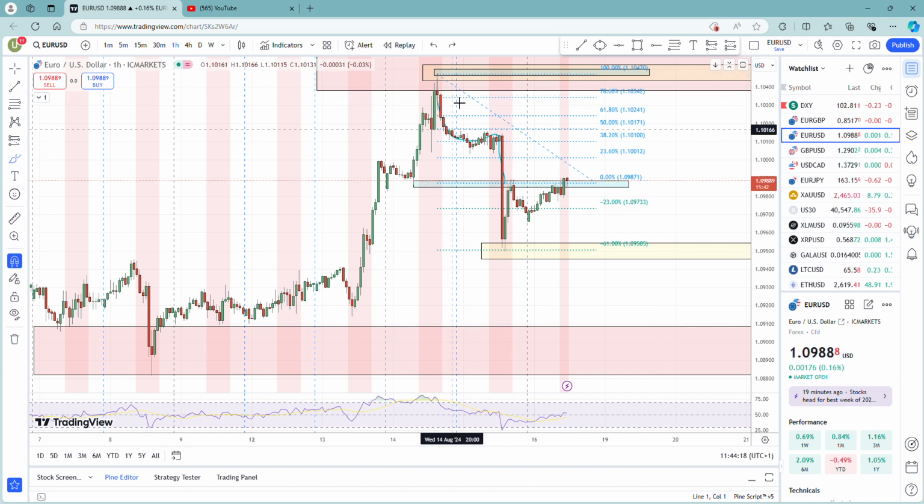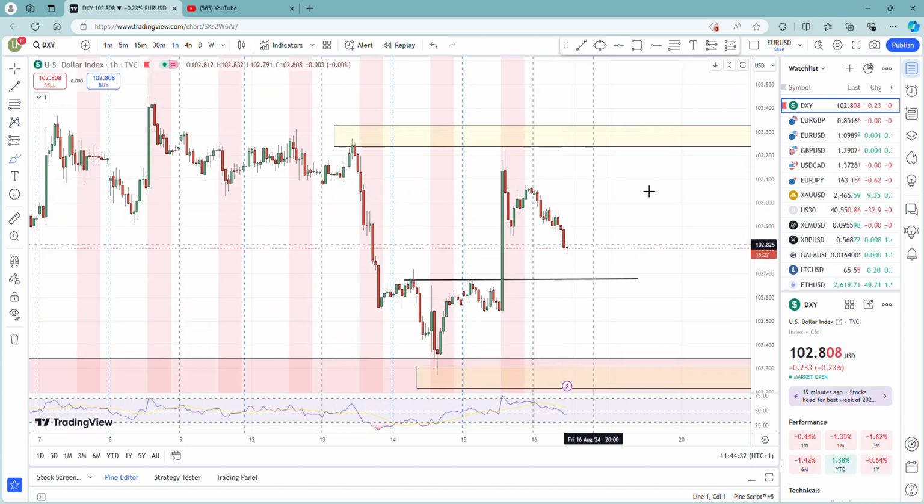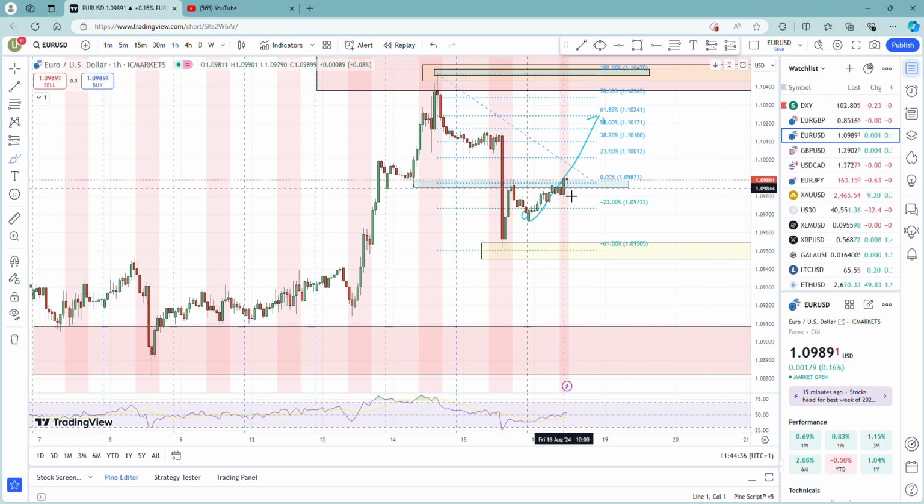So it breached the 0%, and now it will go to the minus 61, which it has done, and you can see it's retested it. It's formed a double bottom potentially, and now it's going back up. And why is it going up? Because remember, DXY is bearish, so we can expect buy trades on Euro USD, and it looks as though that's exactly the case.